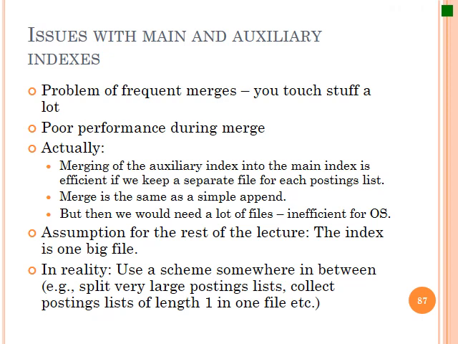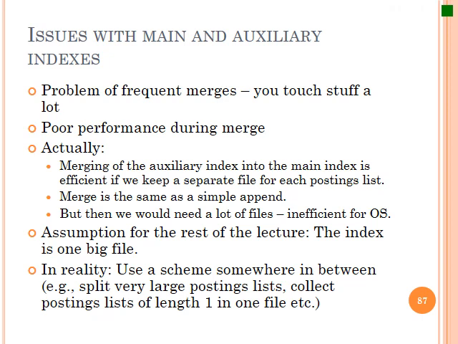Actually, if you merge the auxiliary index into the main index, and if you keep a separate file for each posting list, merging is actually quite simple. You just have to append the posting list to the corresponding postings in the main index. But this will require us to have a lot of files, so it's inefficient for the OS. As you know, the OS has a limit on how many files can be opened at the same time.